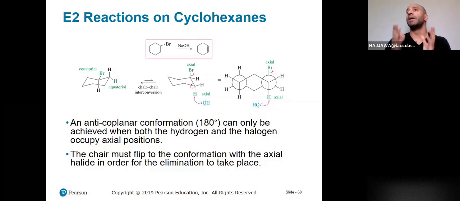And this elimination will happen through an E2 pathway. So keep this in mind. So here's a secondary alkyl halide in the presence of a hydroxide. What's going to happen? You're going to get an alkene at the end. But which hydrogen is going to be picked up?